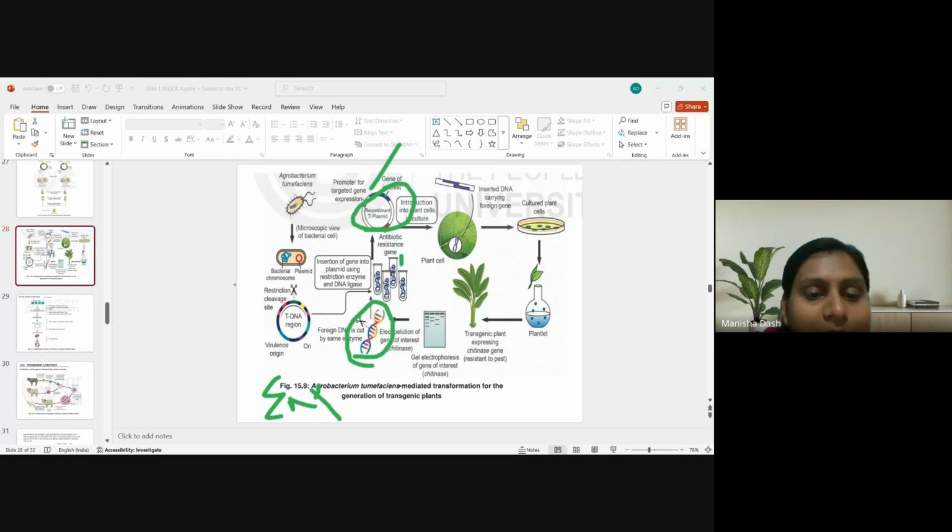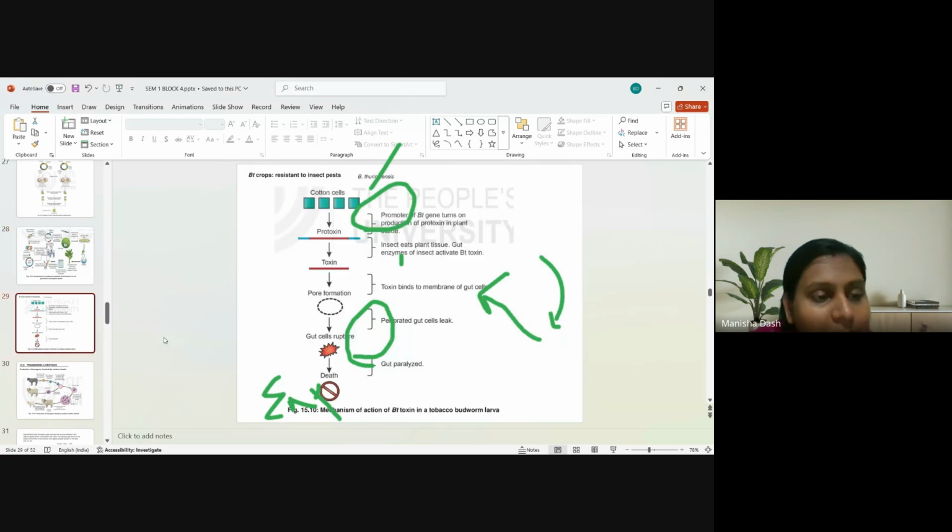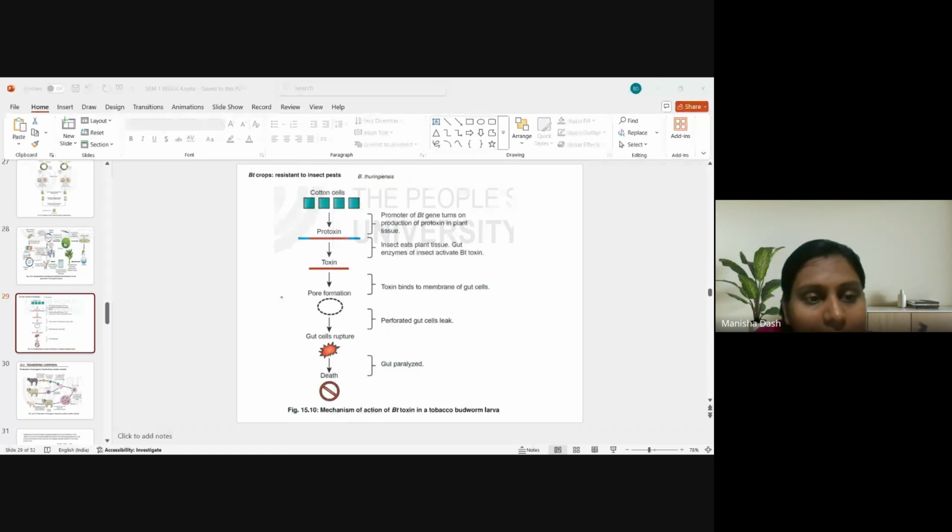Then you can culture the plant part and you can form the plantlet. And when you grow the plant, it will already carry the characteristic of this particular foreign gene. Like, let's say, there is one example I think I have cited here, the BT cotton example, to make the plant resistant against the Bacillus thuringiensis pathogen.